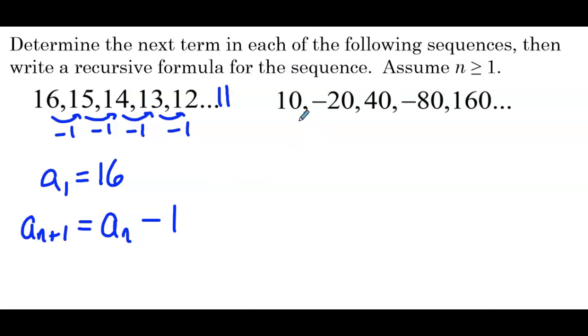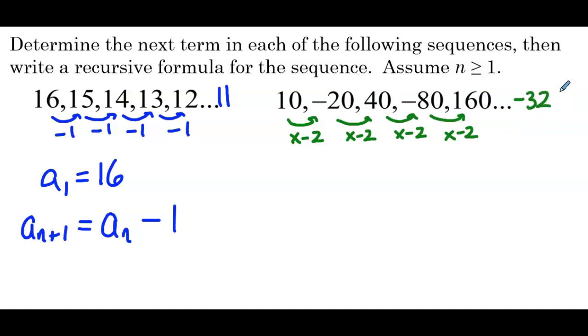Our next sequence: 10, negative 20, 40, negative 80, 160. So the pattern there that I see is to multiply by negative 2 each time. And it seems to check out. So that means the next term here would be negative 320.